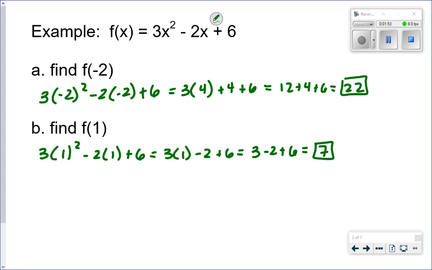So when you're asked to find f of something or g of something, h of something, whatever's in the parentheses is what goes in the problem for the variable.